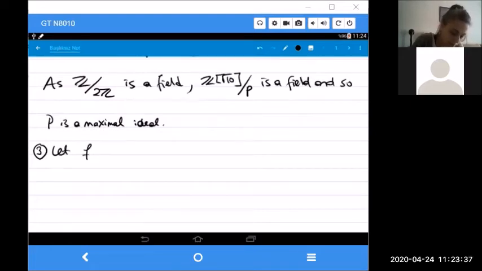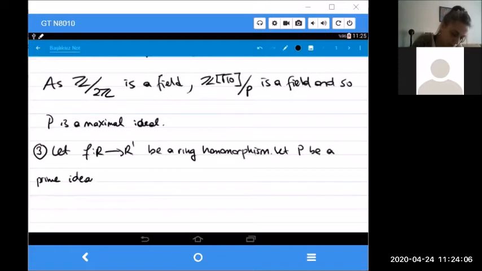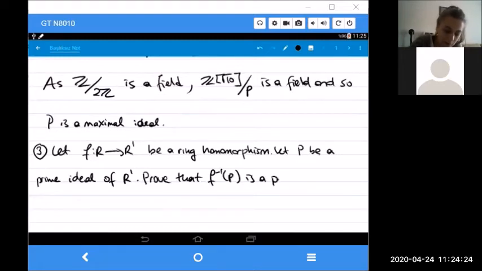Now let f from R to R prime be a ring homomorphism, and let P be a prime ideal of R prime. Now our aim is to show that the preimage of a prime ideal is also prime in the domain ring, and prove that f inverse of P is a prime ideal of R. Okay?